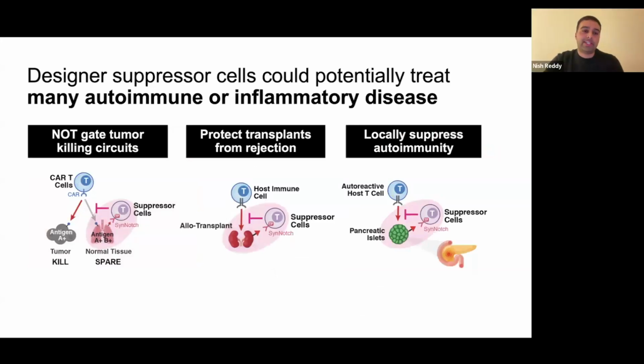So what we demonstrated here was an initial proof of principle that we can engineer synthetic suppressor cells that are capable of blocking cytotoxic T cell responses. And we show this in the context of tumor knock-gate killing circuits, as well as in protecting islet transplants from rejection. And these designer suppressor cells could be tailored for many different types of autoimmune and inflammatory disorders, including protecting native tissues like native islets from immune rejection.